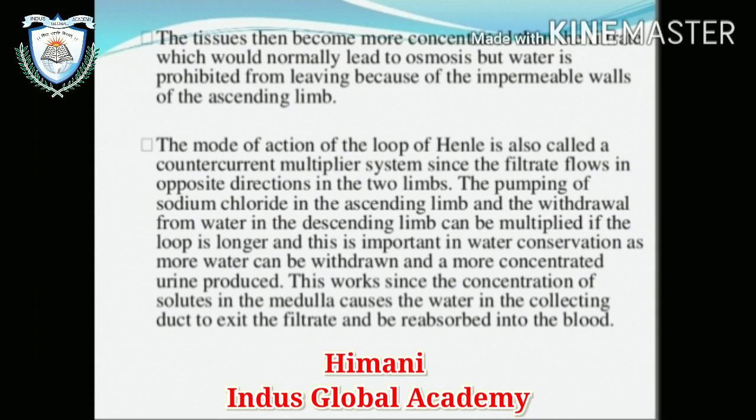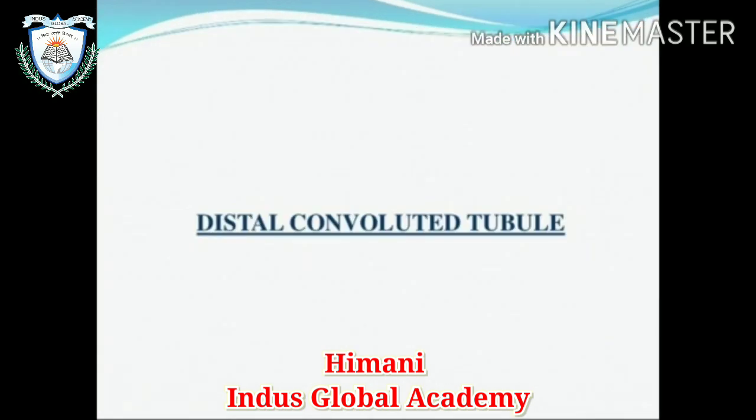The mode of action of the loop of Henle is also called the countercurrent multiplier system, since the filtrate flows in opposite directions in the two limbs. The pumping of sodium chloride ions in the ascending limb and the withdrawal of water from the descending limb can be multiplied if the loop is longer, and this is important in water conservation, as more water can be withdrawn and a more concentrated urine produced. This works since the concentration of solute in the medulla causes the water in the collecting duct to exit the filtrate and be reabsorbed into the blood.